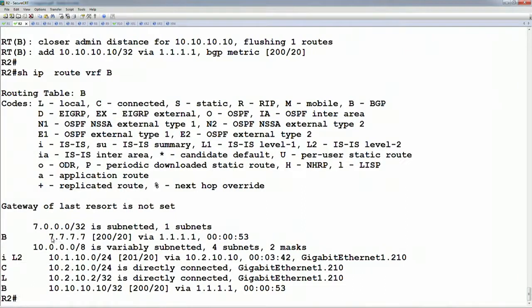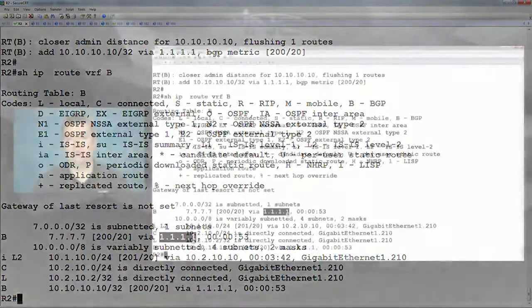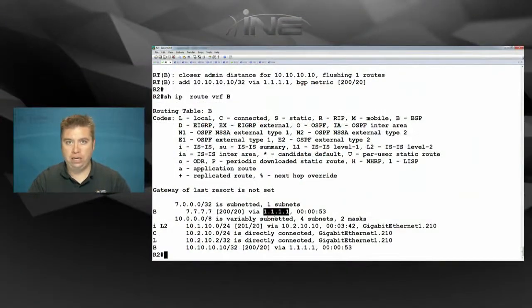It says 7777 is via 1111. That's what the problem is. We should be learning this directly from the next hop of 3, not from the next hop of 1. So the reason why 1 is advertising this, though, is that 1 is installing it from ISIS and then redistributing it back into the BGP process.